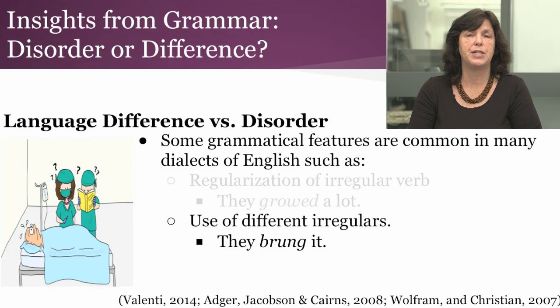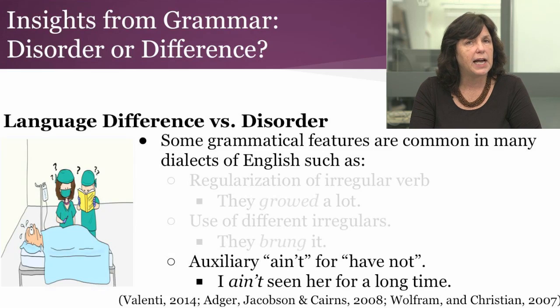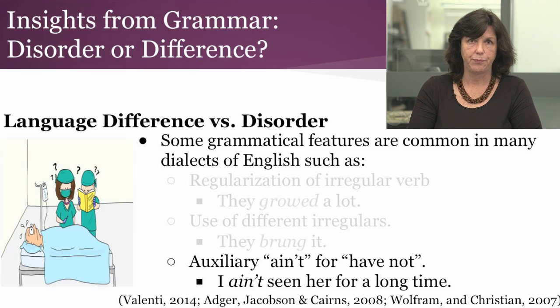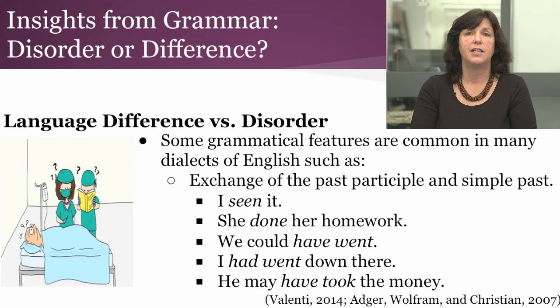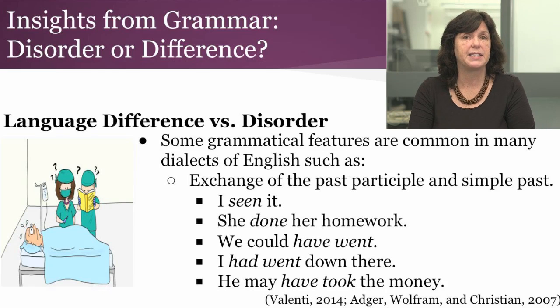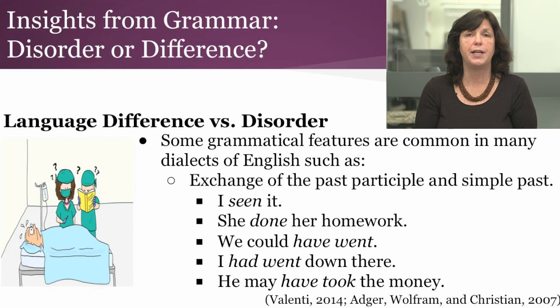Instead of saying brought, which is an irregular verb in standard American English, we may see the use of the word brung. Many dialects also use the auxiliary ain't instead of have not, as in, I ain't seen her for a long time. We can also see exchange of the past participle and simple past, as in, I seen it, she done her homework, we could have went, I had went down there, and he may have took the money. If you notice, all the verbs are irregular verbs. In the first two sentences, the participle form of the verb see, seen, and do, done, is used as the simple past tense. In the next four sentences, the simple past tense of the verb is used instead of the past participle, gone and taken.